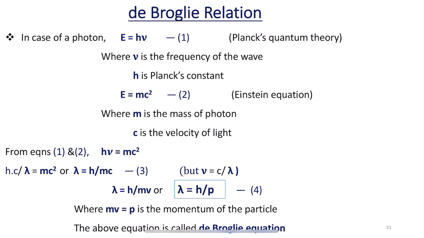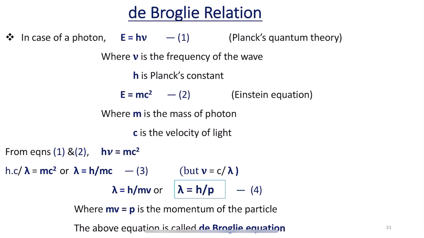In case of a photon, if we consider that it has a wave character, then according to Planck's quantum theory, its energy is given by E = hν. Let me call this equation number 1. Here ν is the frequency of the wave, and h is Planck's constant.